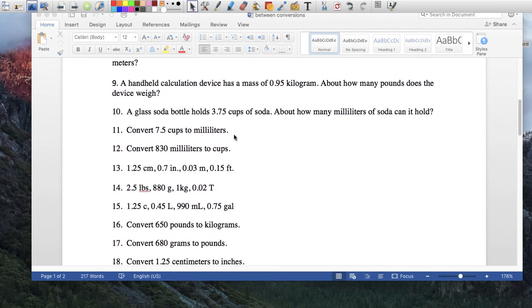A handheld calculation device has a mass of 0.95 kilograms. How many pounds does it weigh? Same thing, don't be afraid of decimals. So we're going from kilograms to pounds. So 1 kilogram is equal to 2.205 pounds, LBS, and then kilogram on top, pounds at the bottom.